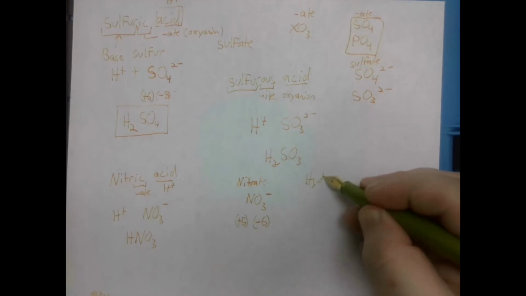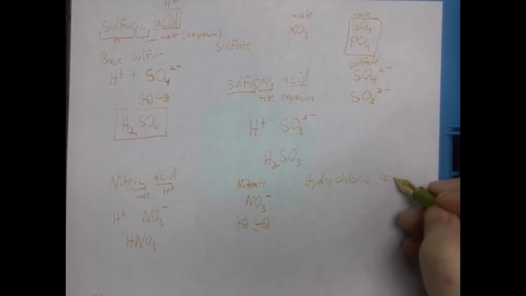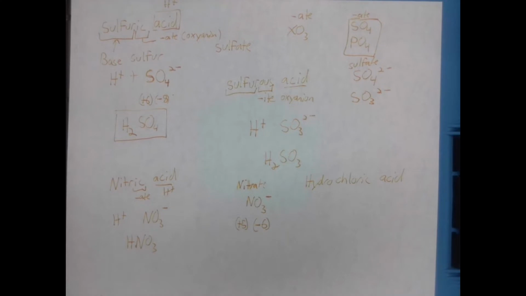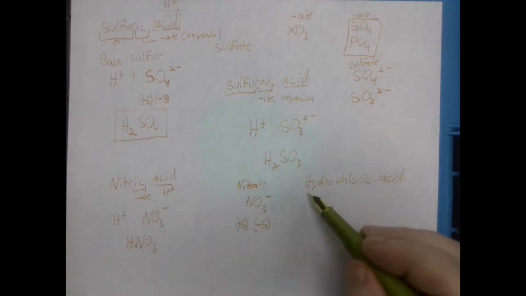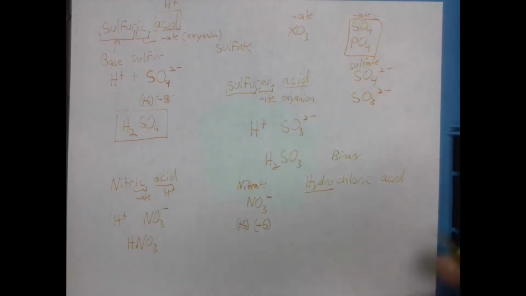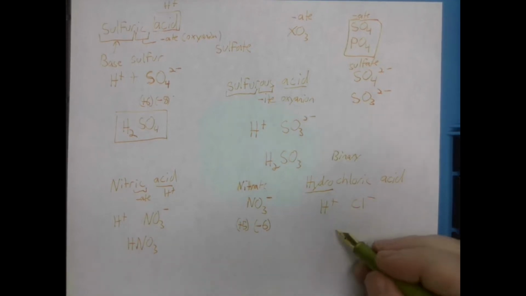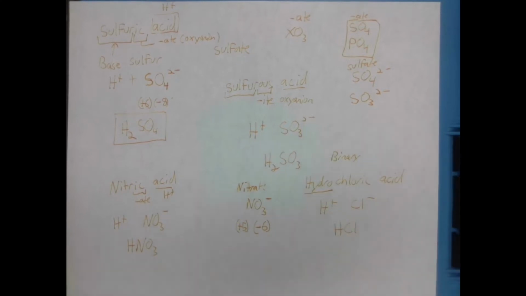What about hydrochloric acid? What is the formula for that? The hydro tells us this is binary. Very simple. We're going to have an H+, and we're going to have a single element over here. The base is chlorine, so Cl negative. 1-to-1 ratio, so the formula is HCl.